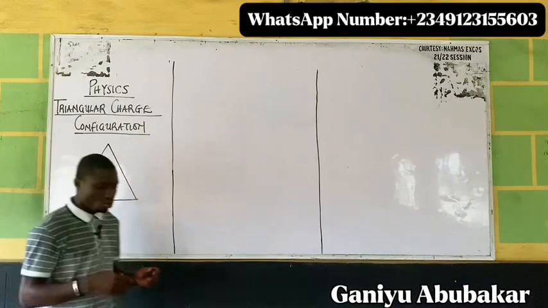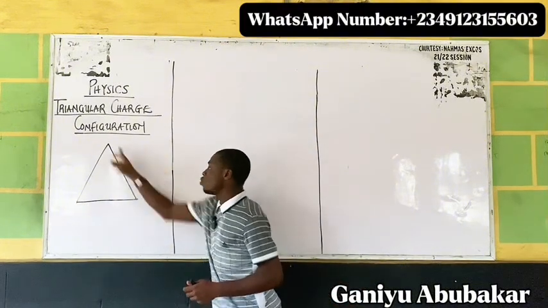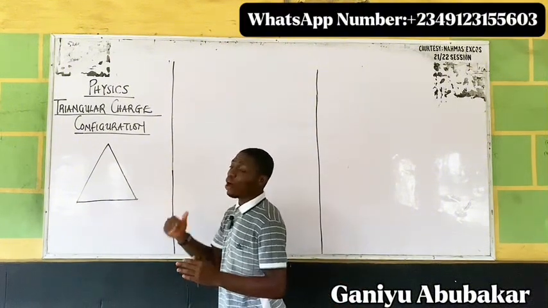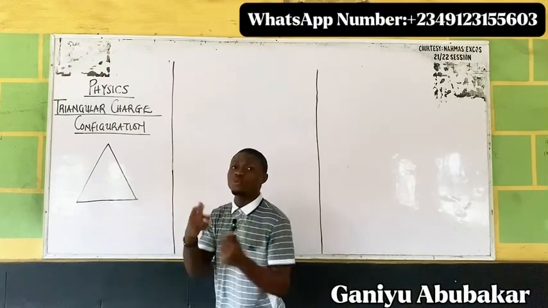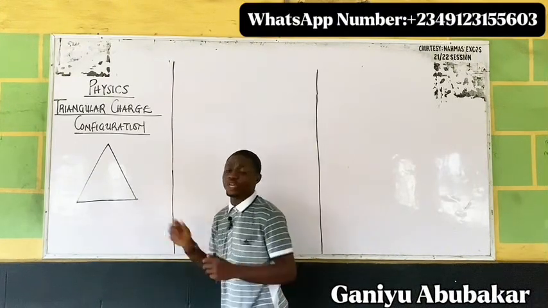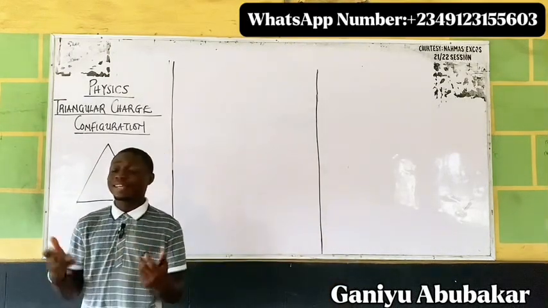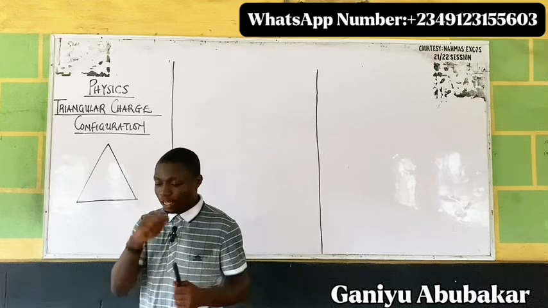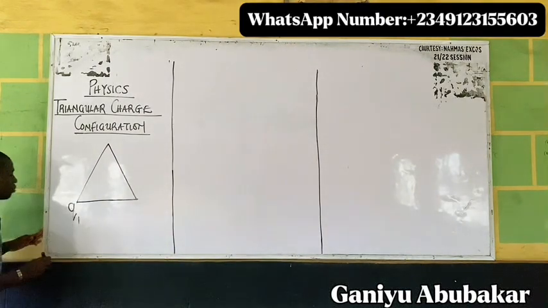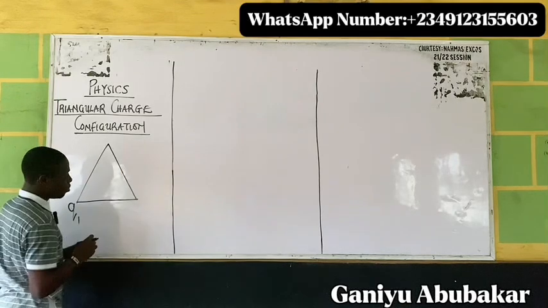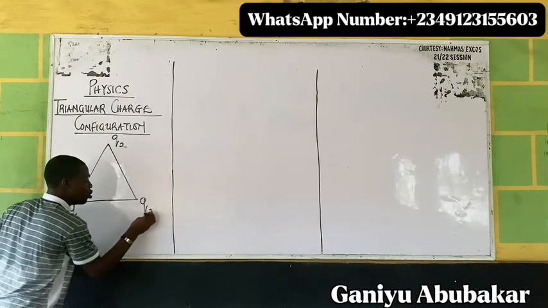Now, when it comes to triangular charge configuration, in this case I have Q, Q, Q. I have 3 charges, so it means I will have Q1, Q2, Q3. So where will Q1 be? Where will Q2 be? Where will Q3 be? It's easy. From experience, it's better you indicate your Q1 to be here, your Q2 to be here and your Q3 to be here.